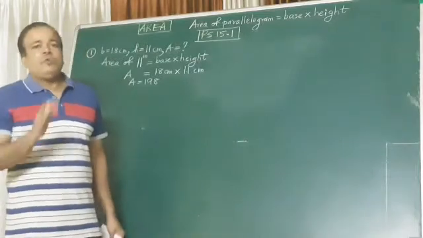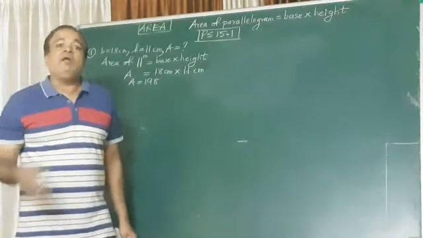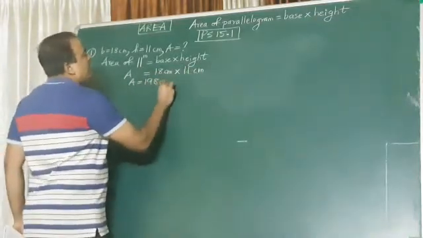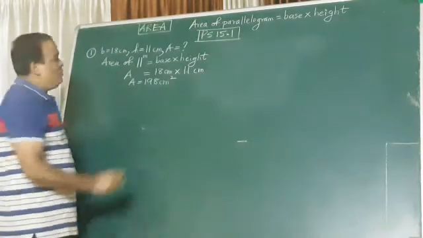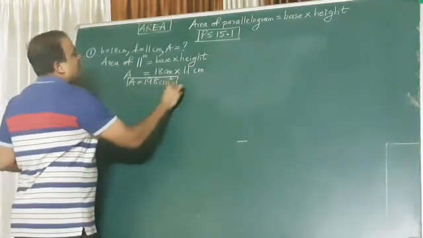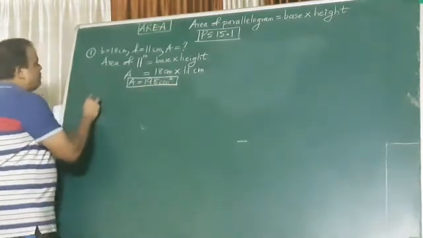Yes or no? What is x multiplied by x? X square. What is y multiplied by y? Y square. So centimeter multiplied by centimeter is centimeter square. Clear? So this is my answer. That's all. It's a very easy sum. So let's go on to the second sum.